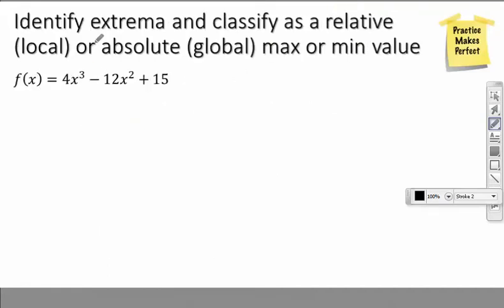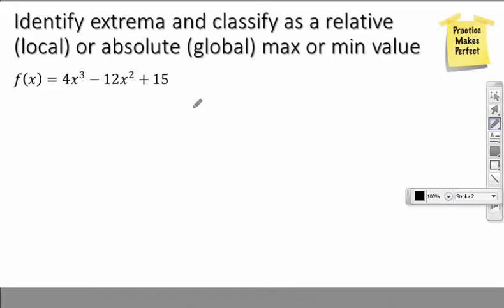Okay, on this next one, it says identify extrema and classify as a relative or an absolute max or min value. Now, there again, you've got to know your end behavior, kind of what it's going to look like. And this is the easiest to work on a calculator and know how to use it.